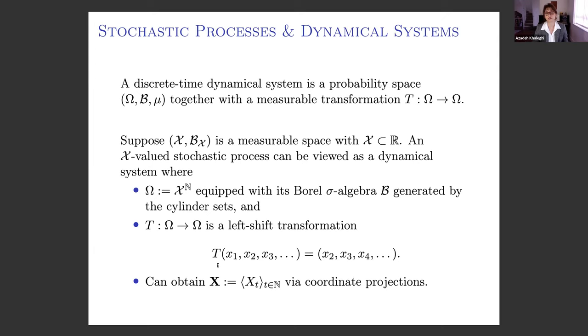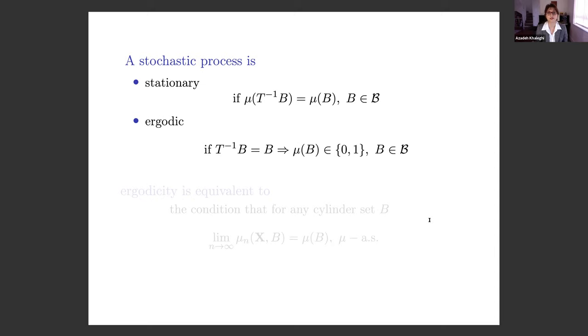Okay, so why is this useful? Because then you can think of a stationary ergodic process basically as an example of a dynamical system that is invariant. So its measure is invariant under the shift transformation, that's stationary, and it's ergodic if any invariant set has a trivial measure. So it's either measure zero or measure one.